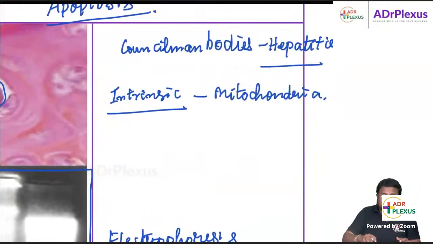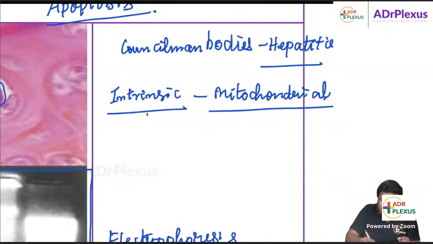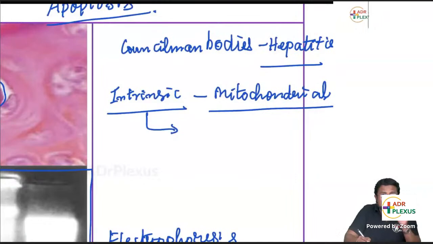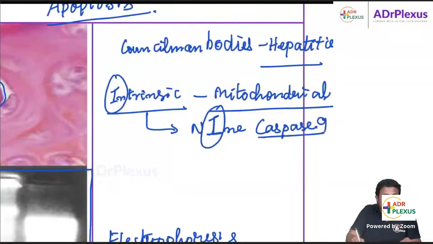So intrinsic pathway, that is the mitochondrial pathway, actually what happens, normally the cytochrome C will be inside the mitochondrial membrane. And in the intrinsic pathway, the cytochrome C will be leaking out and it will be activating the caspase. So in the intrinsic pathway, which caspase is activated? I told you to remember NIAN. So caspase 9 is getting activated in the intrinsic pathway.